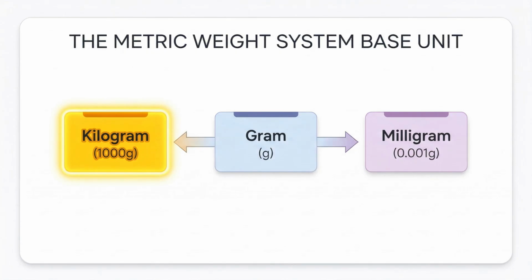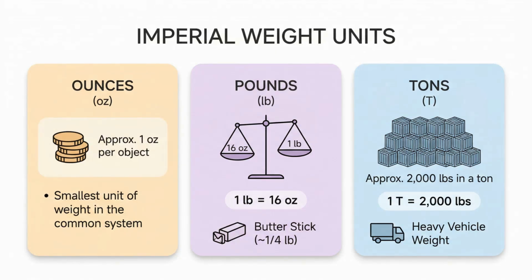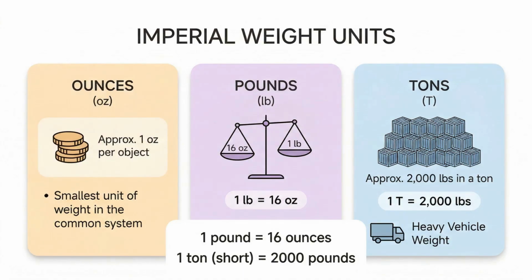Imperial weight measurements are what many of us use daily. The key units are ounces, pounds, and tons. Remember that there are 16 ounces in a pound, and an imperial short ton is 2,000 pounds. Next time, we'll look at how to convert these weights.